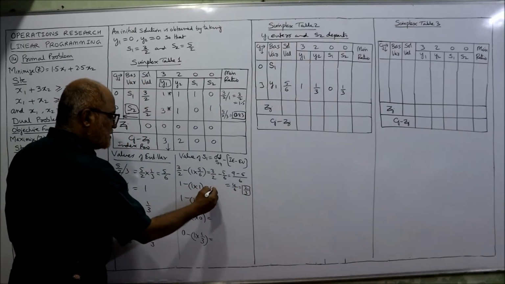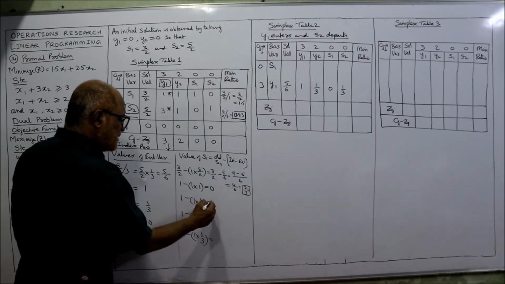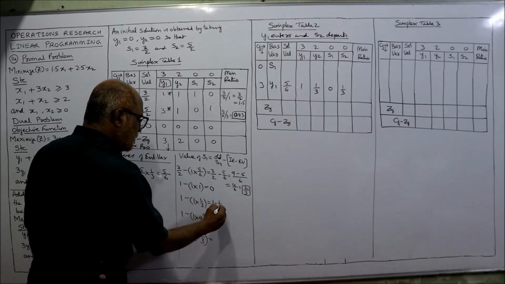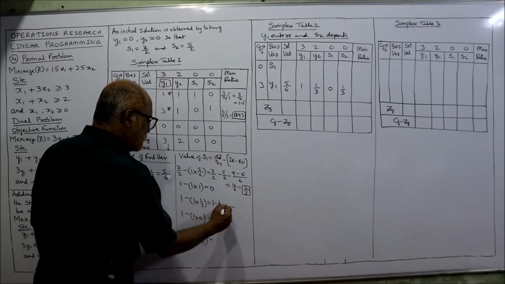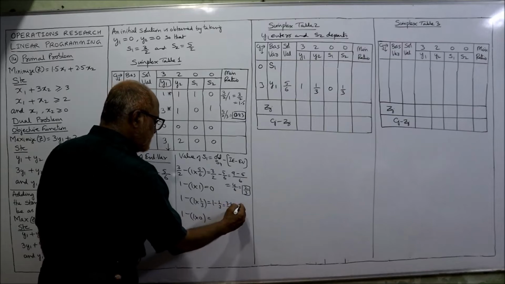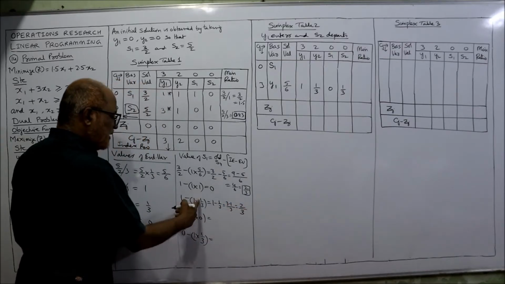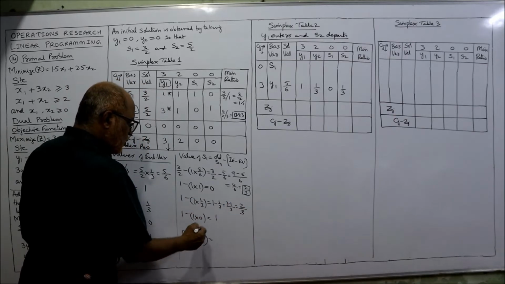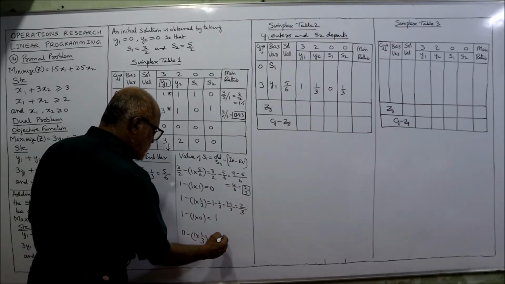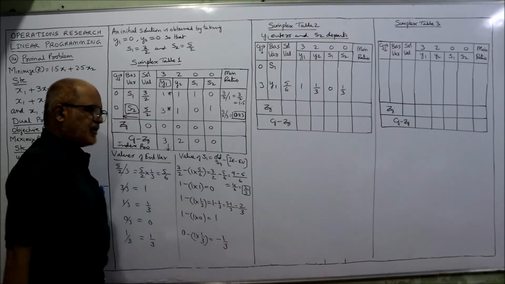1 minus 1, 0. 1 minus 1 by 3. 1 minus 1 by 3 is 3 LCM. 3 ones are 3. Minus 1, 2 by 3. 1 minus 1 by 3 is 2 by 3. 1 minus 0, 1. 0 minus 1 by 3. So minus 1 by 3.